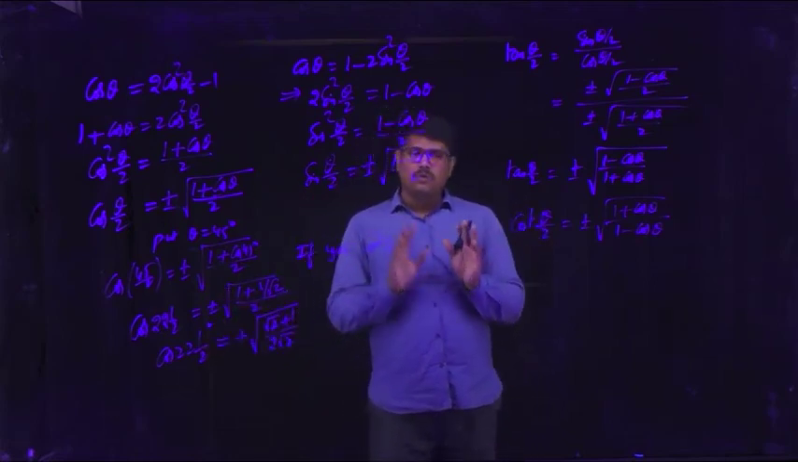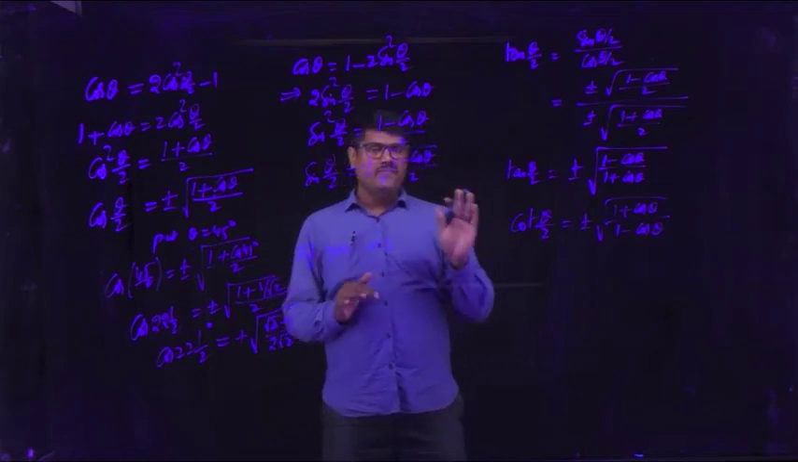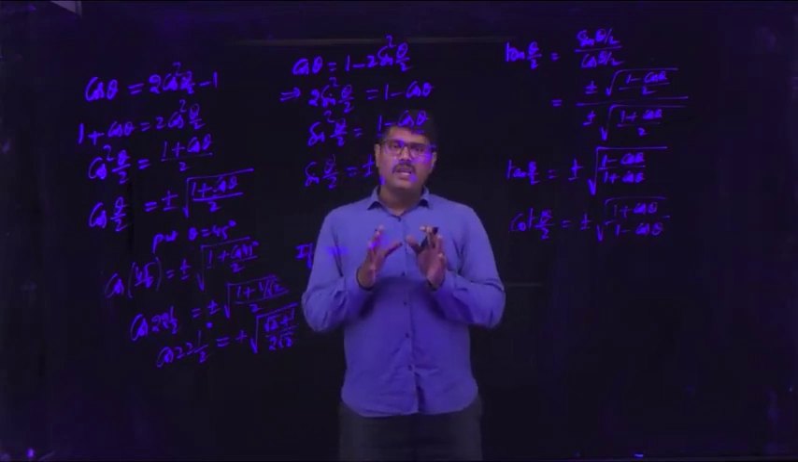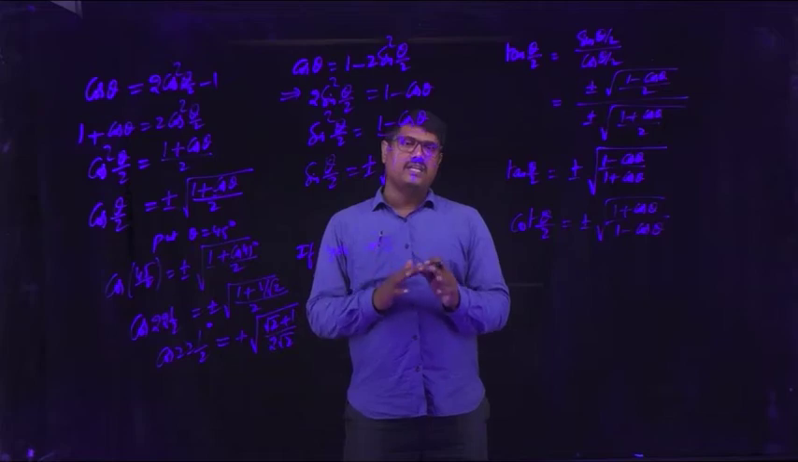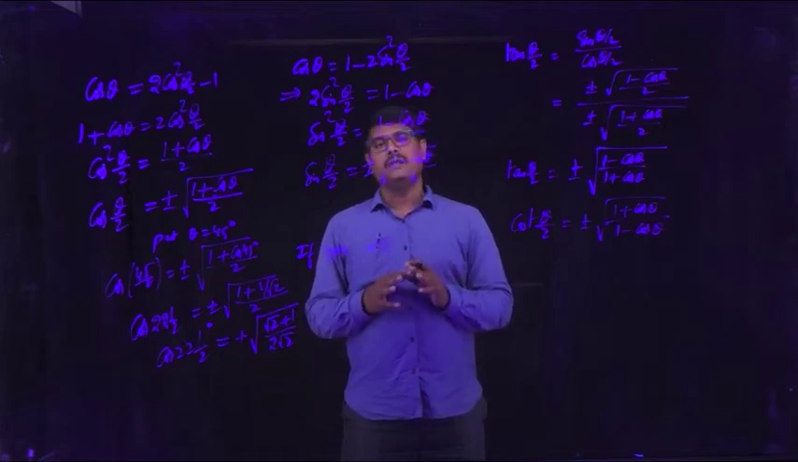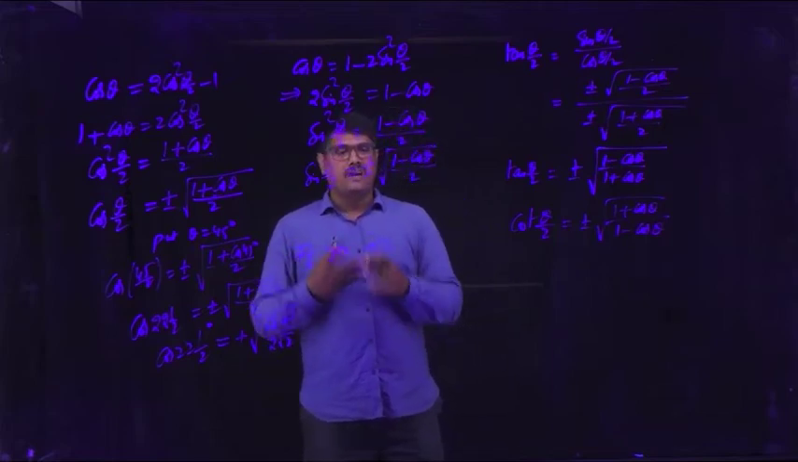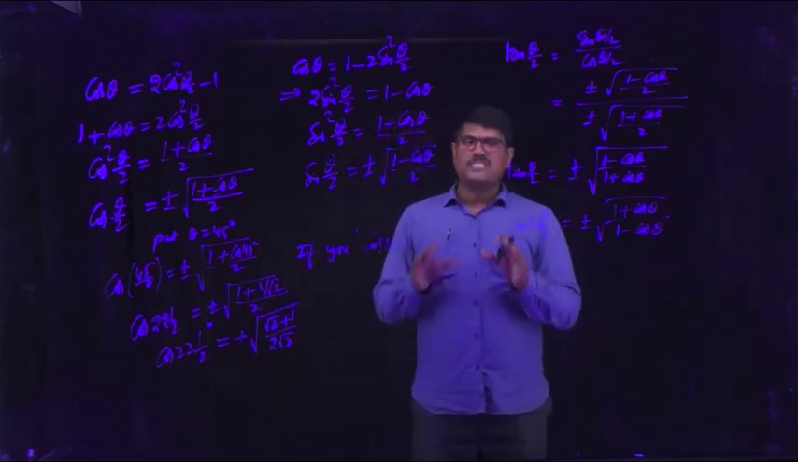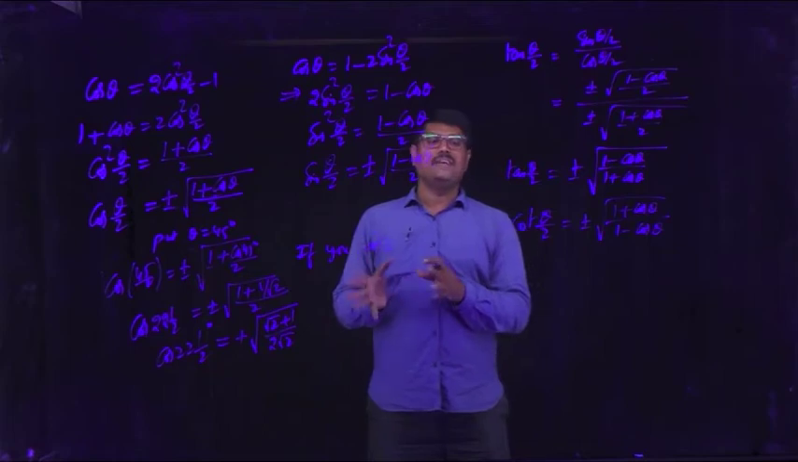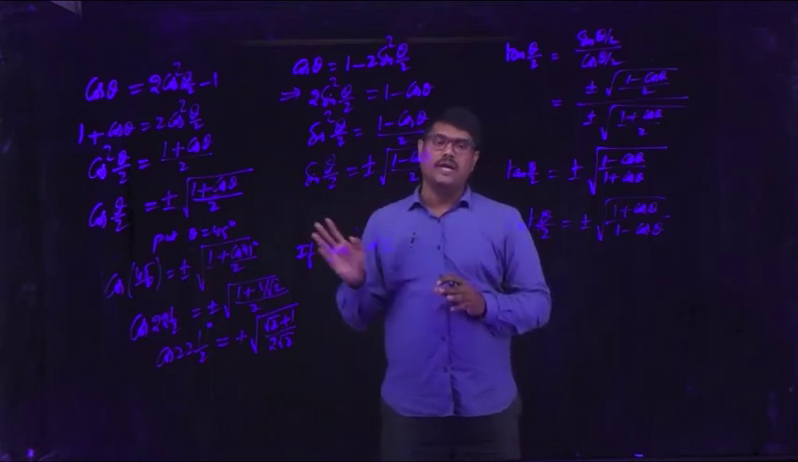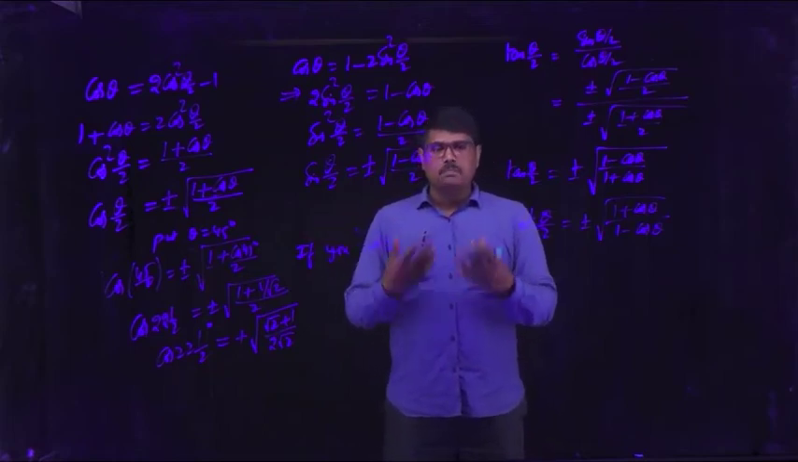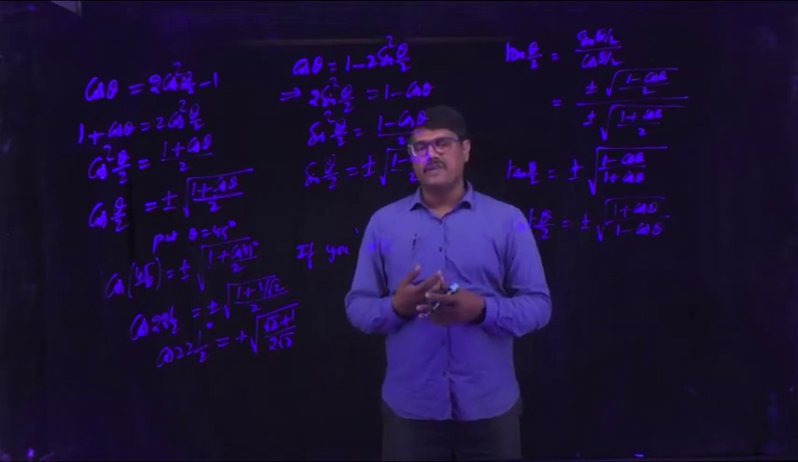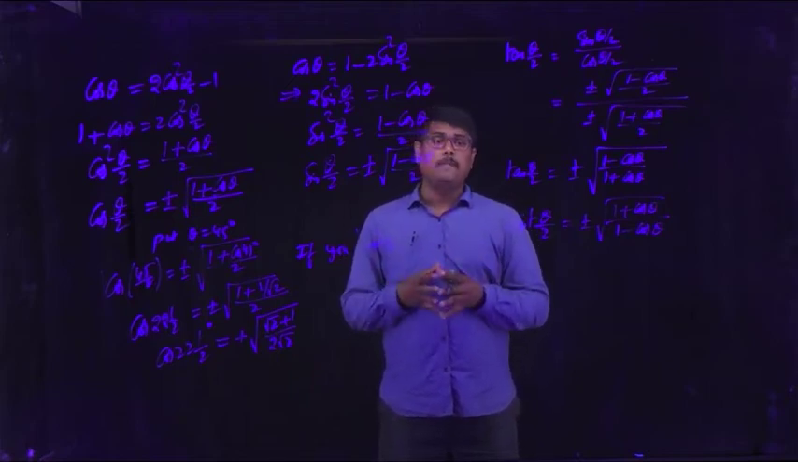So you have one observation. In the first topic we learn and remember only some values: 0, 30, 45, 60 and 90. Later in compound angles, after verifying some formulas, we are able to find some more values like 15 and 75. Using compound angle formulas, we can find 15 and 75.